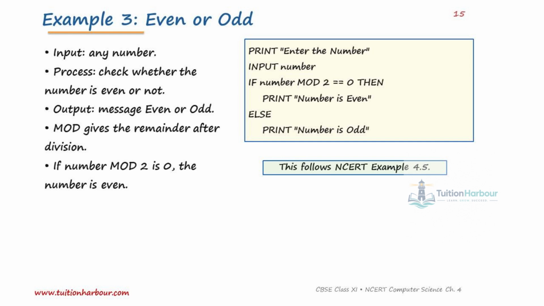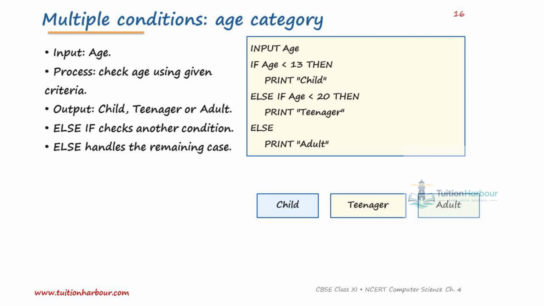For even or odd, input a number. If number mod 2 equals 0, print even. Otherwise, print odd. Multiple conditions use else if. For age, print child if age is below 13, teenager if below 20, otherwise adult.